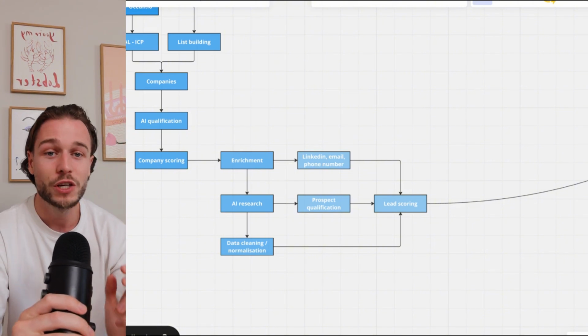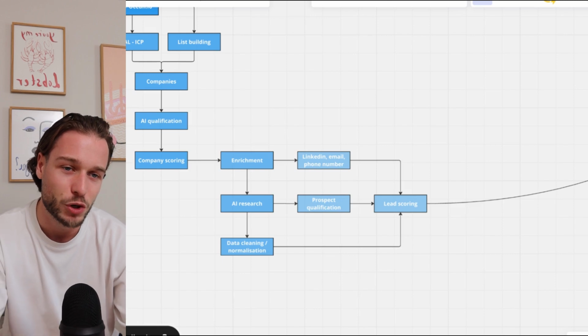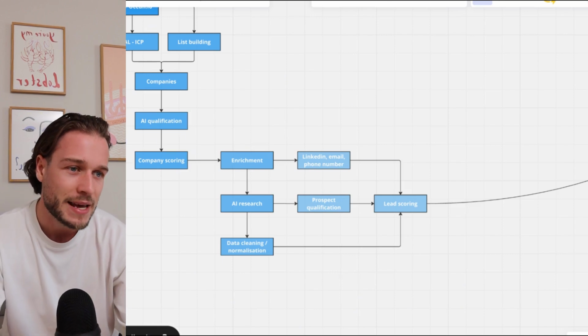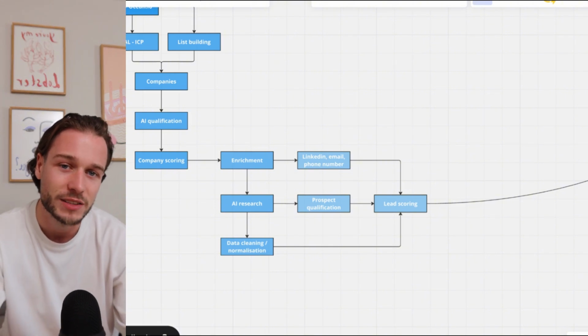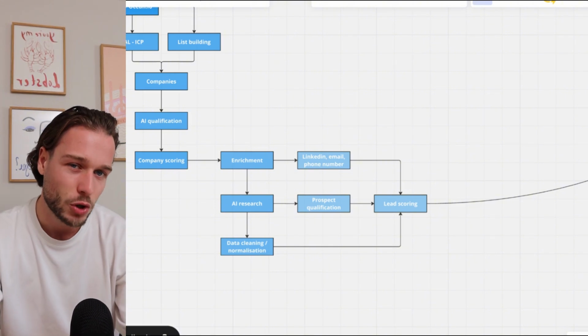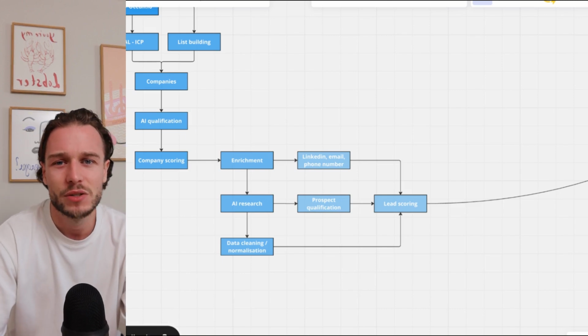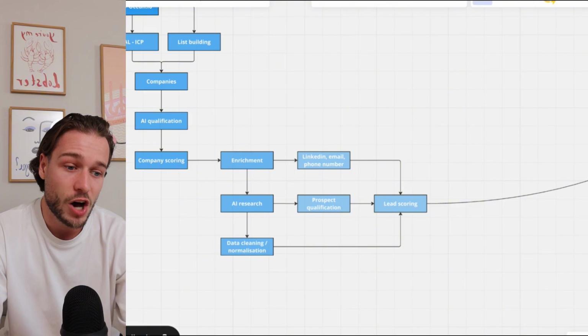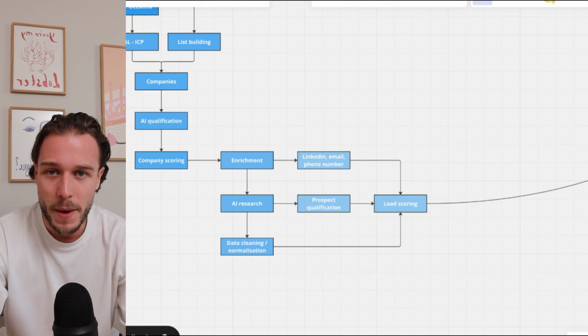Now we're also going to do some AI research on these prospects. What information can we find out about these prospects that is readily available online? Maybe LinkedIn posts, blog posts that they posted, or news articles that they've been involved in. Whatever it may be, we can find out that information as long as it's readily available online and someone could search it up. What this does is it saves hours and hours of time that typically an SDR would have to spend going through a list one by one and finding relevant information.